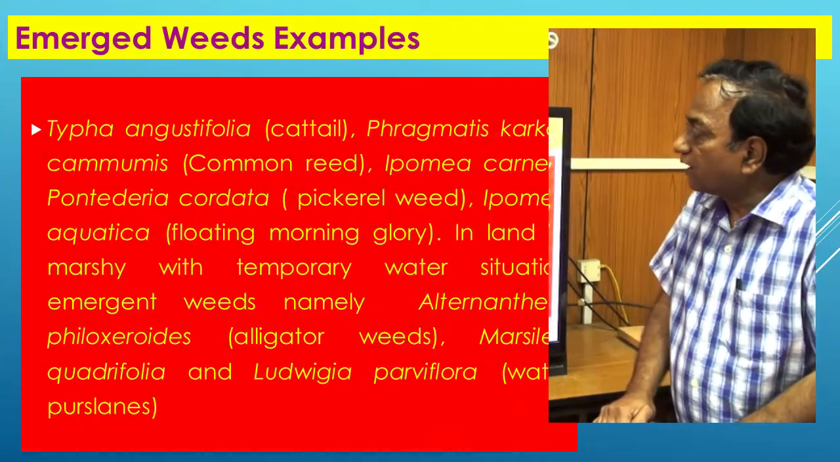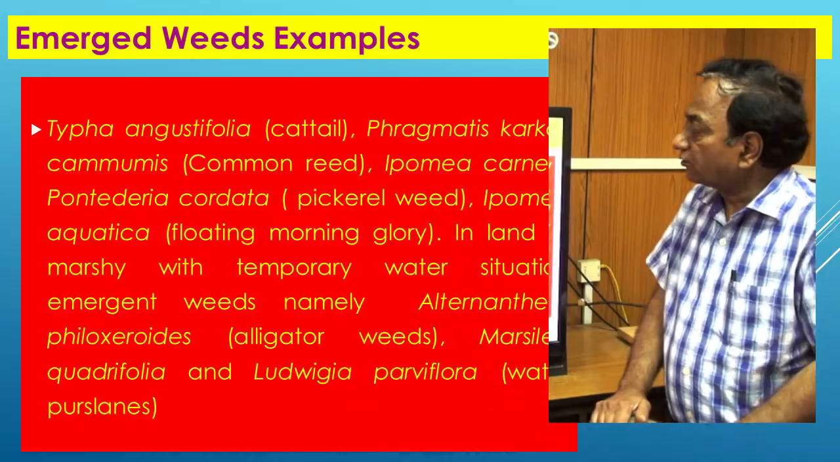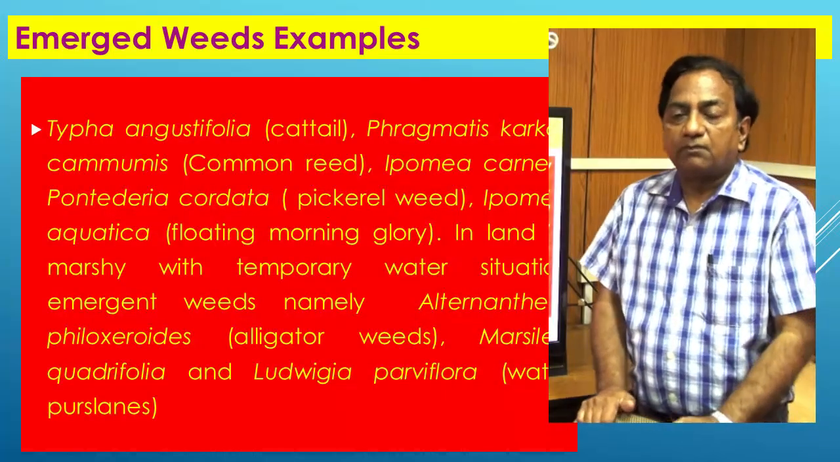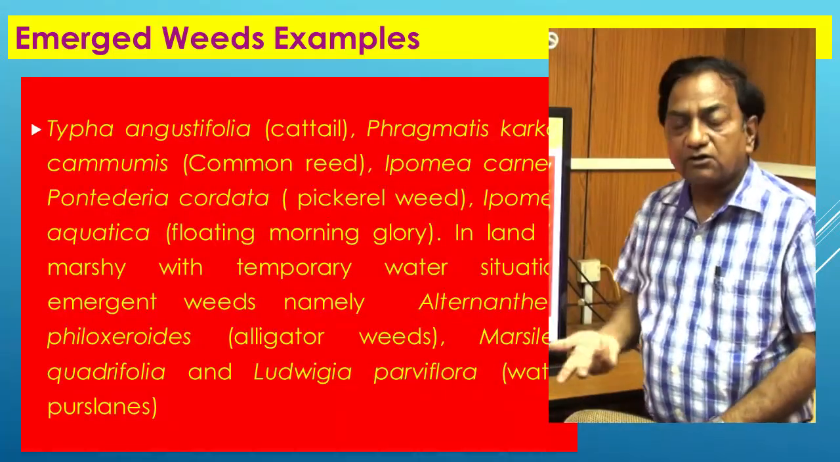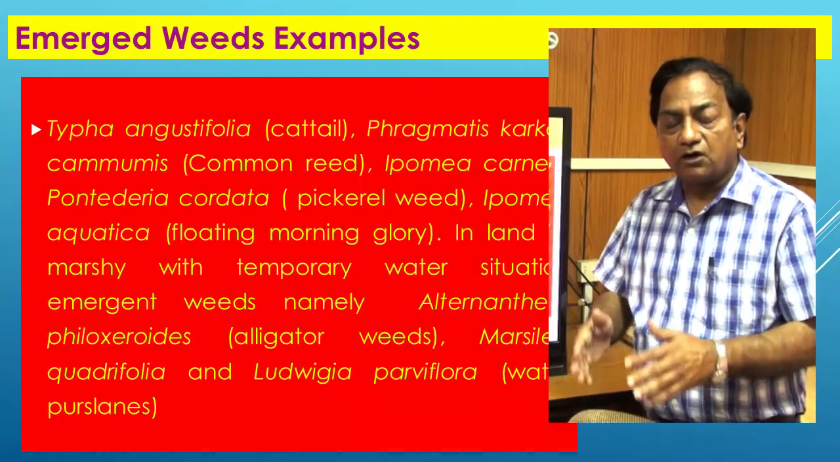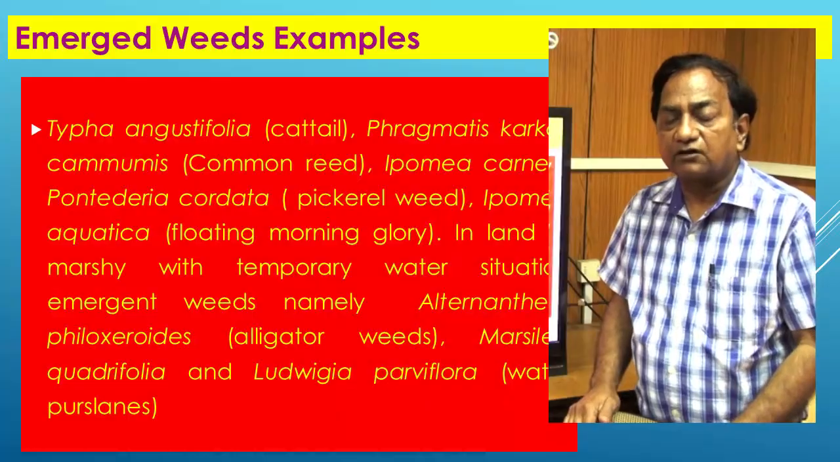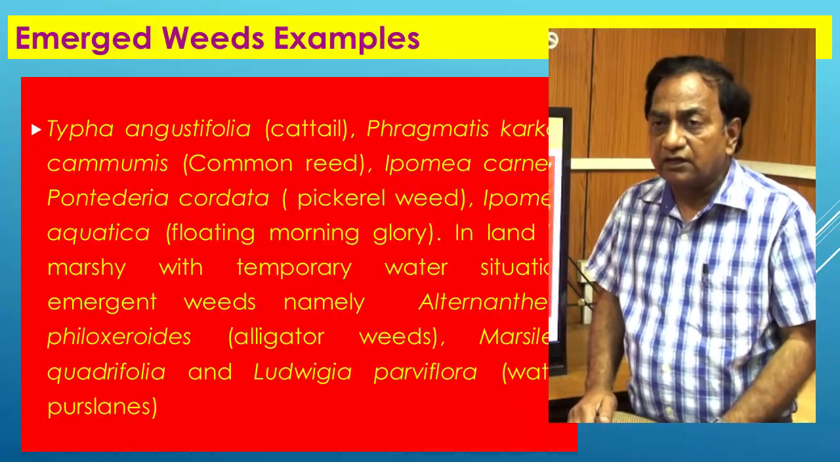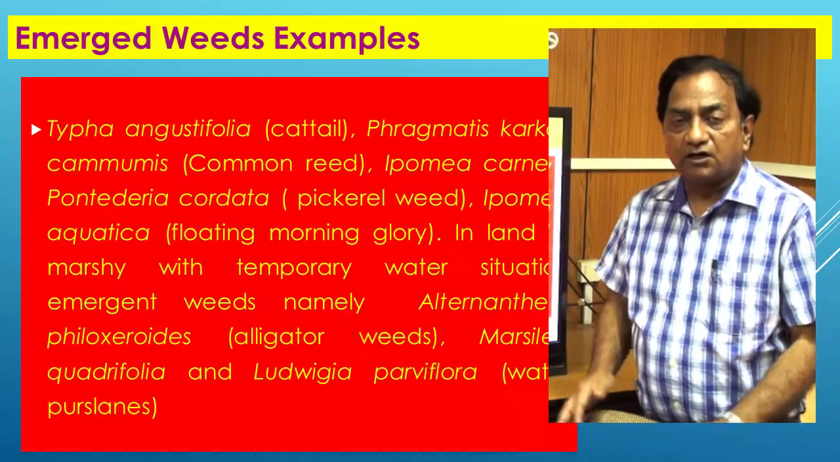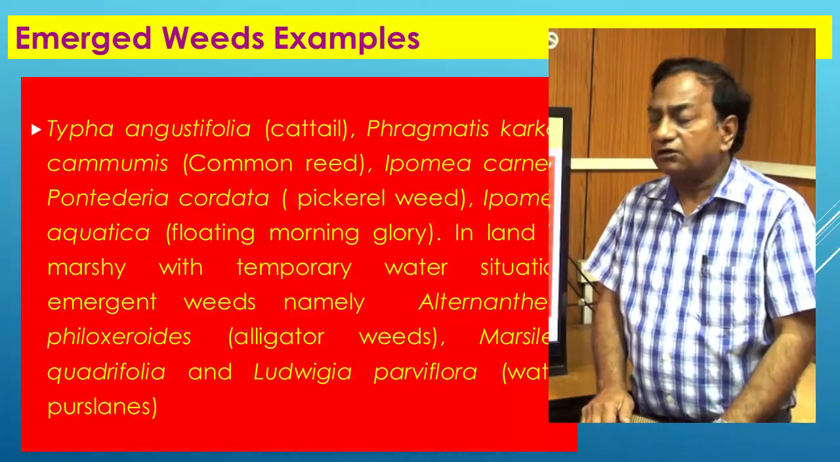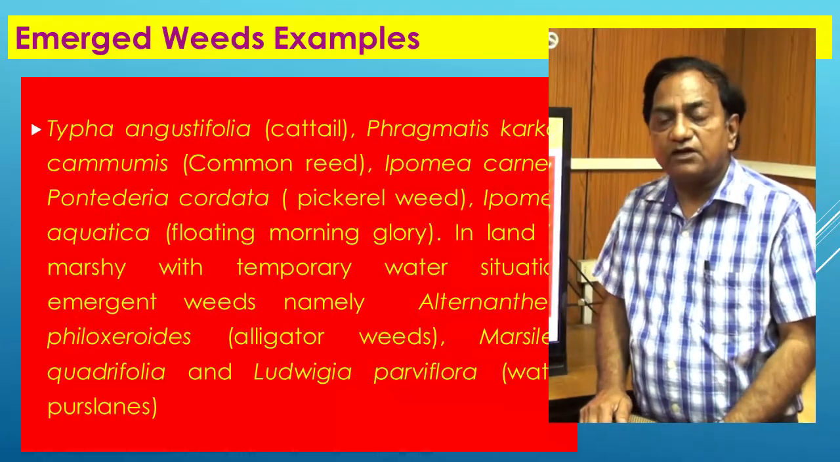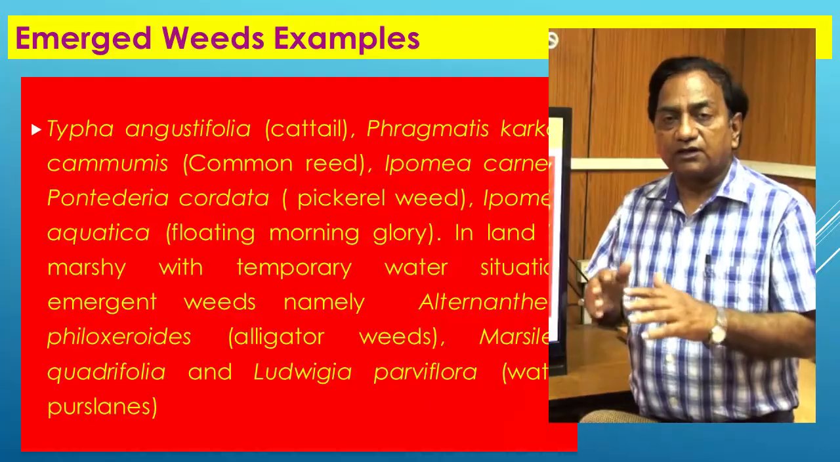Now an emerged weed example, Typha. This is also one of the very common weeds, but you will recognize it when you move on the roadside. You will find it on both sides of the ditches where the water starts accumulating during the rainy season. This type of Typha appears a lot, and it is utilized by the villagers as thatch to cover their houses.